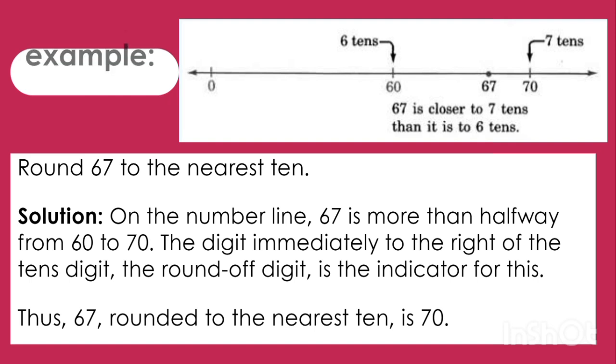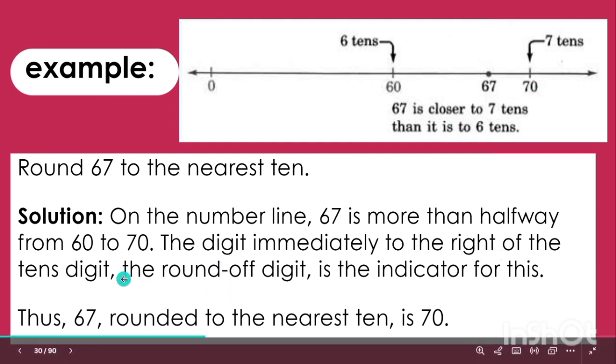Example: round 67 to the nearest 10. The tens digit of 67 is, of course, 6. Very good. So, the solution on the number line: 67 is more than halfway from 60 to 70. More than halfway, right? It is nearer to 70. So we will round off the digit.